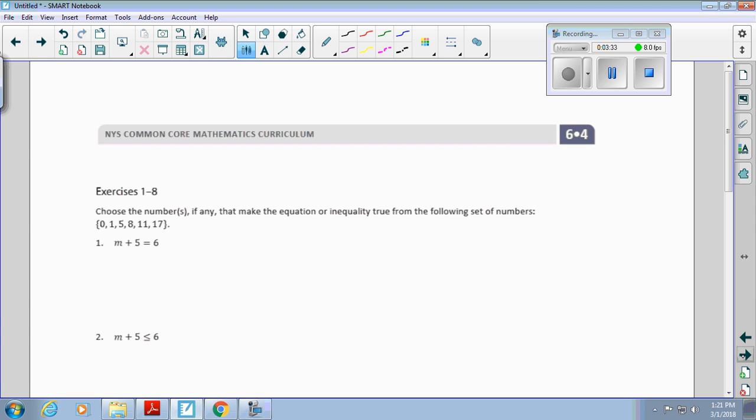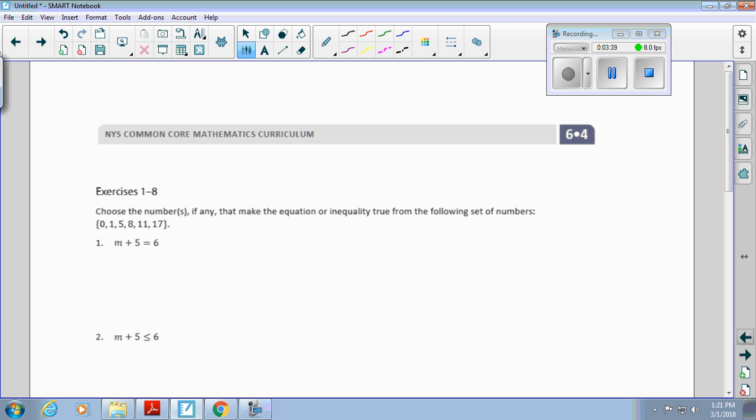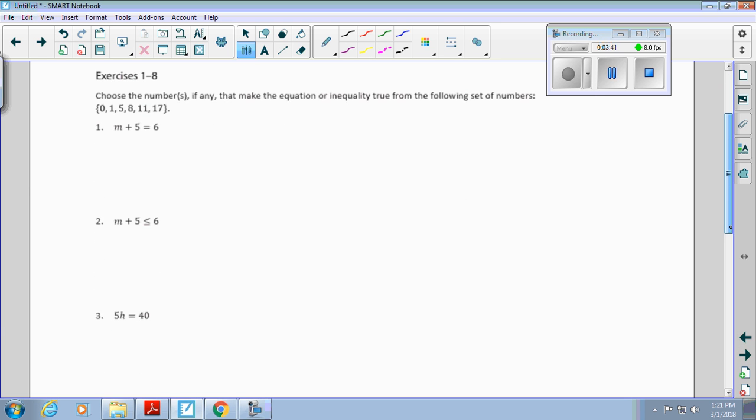Our next thing that we're going to do is, I guess, go over the homework from yesterday. So exercises 1 through 8 on pages 73 and 74. It says choose a number or numbers, if any, that make the equation or inequality true from the following set of numbers. And it gives us a set of possibilities.